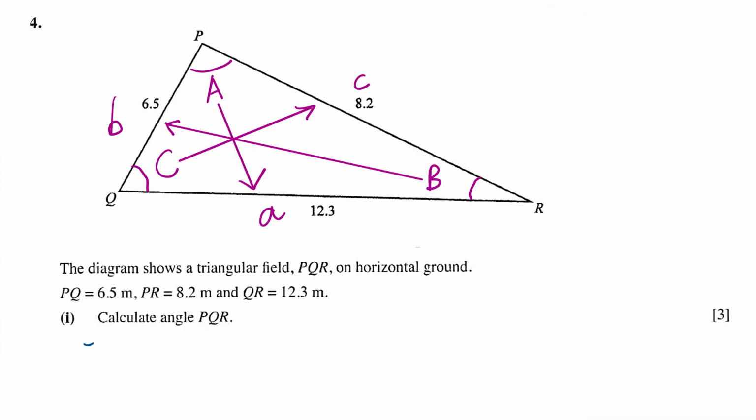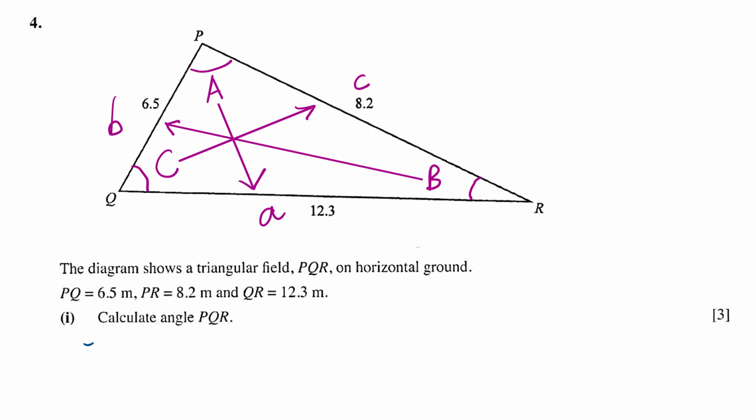All right, let's do another question. In this question here, we're given a triangular field PQR on the horizontal ground, given some dimensions for PQ, PR, and QR. We're asked to calculate angle PQR. If you look at this diagram here, we are not given any angle, but we're given all the three sides. So we will have to use the cosine rule.